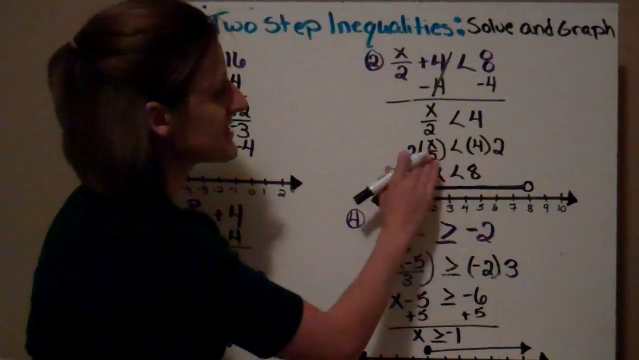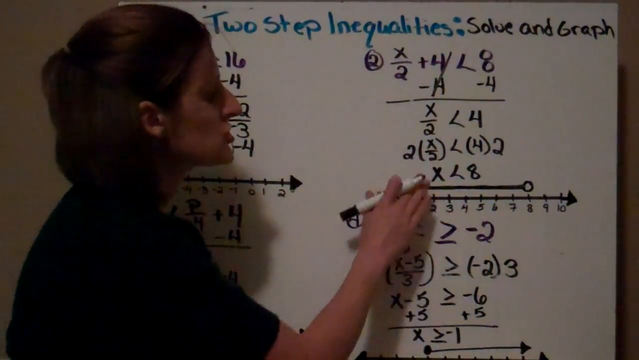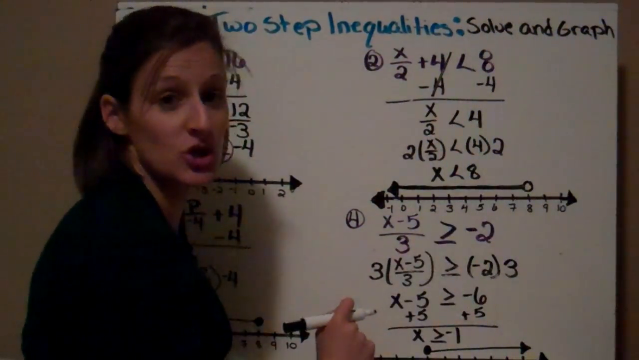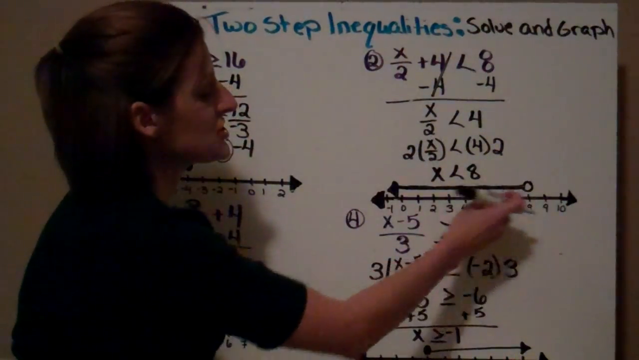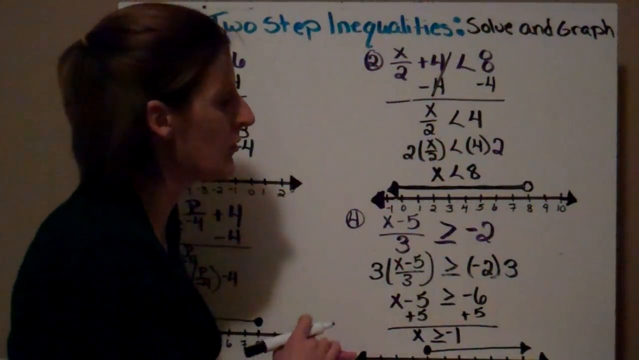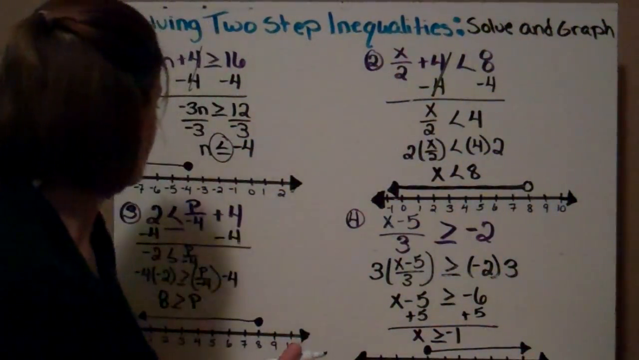Going to multiply each side by 2. Since it's a positive number, we leave our sign alone. So I've got x is less than 8. It's not equal to, so it's an open circle on 8. And 8 is your largest number, so you're going to draw your arrow to the left. Sorry, don't know my left from my right. To the left, showing your solution smaller than 8.